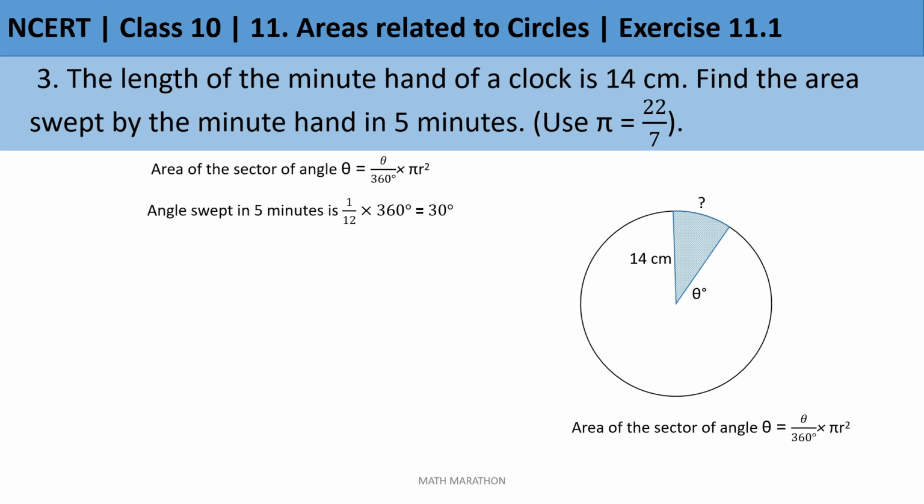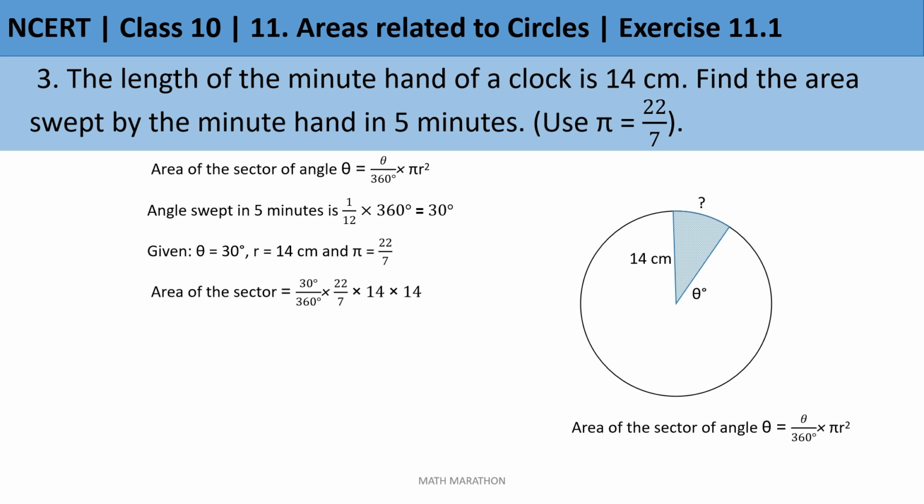In 60 minutes, minute hand can cover the whole circle. In 5 minutes, minute hand can cover only the 1/12 of the circle. Theta is 1/12 of 360, which is 30. Now, we have theta is 30. Radius r is 14 centimeter. And pi is 22 by 7.